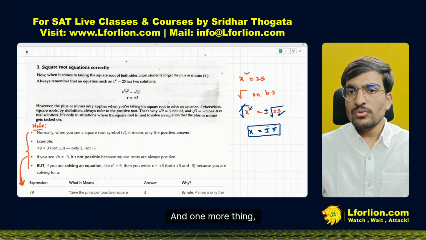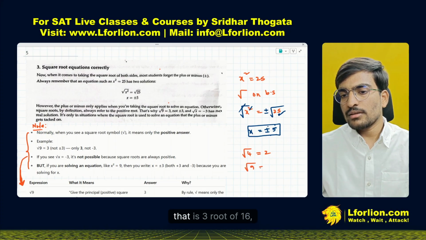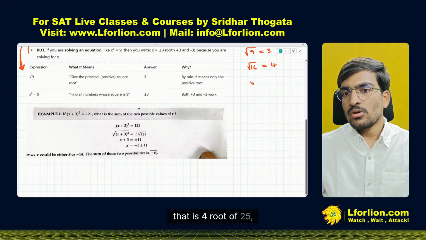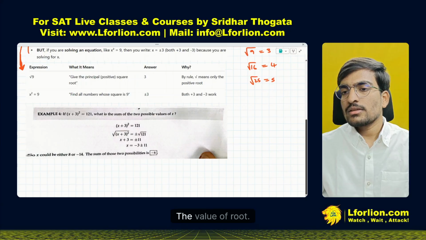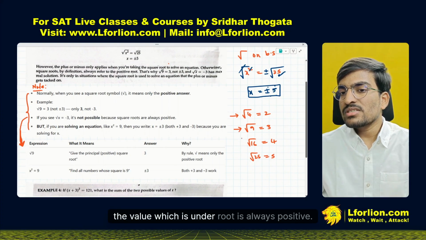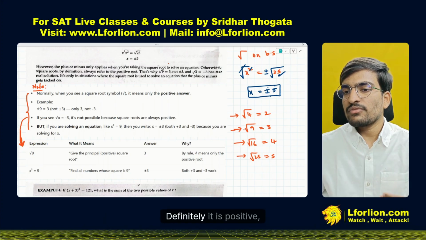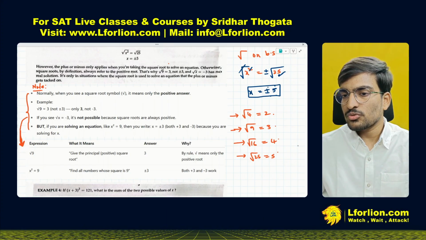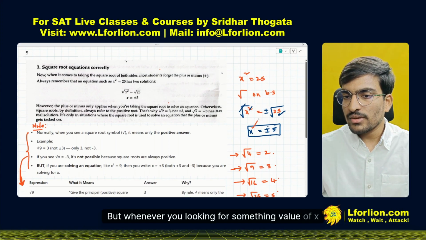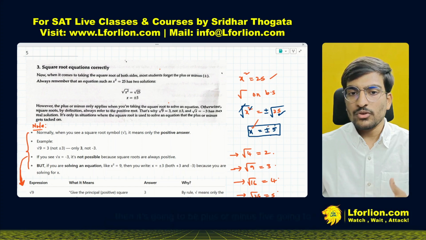And one more thing: the root of any value, let's say root 4 is 2, root 9 is 3, root 16 is 4, root 25 is 5. This is the direct value of the root. The value of a root is always positive. This is a principle; it can't be negative. But whenever you are looking for the value of x in this condition, it is going to be plus or minus 5. I'm going to give the reason why.